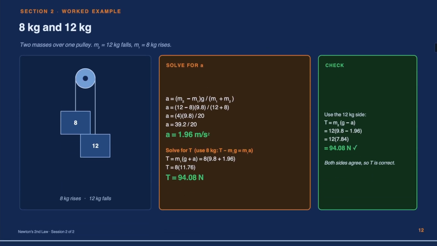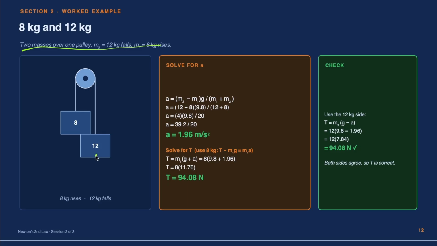Now let's look over an example on how to do problems like these. So there's two masses over one pulley, okay? So m is equal to 12 kg falls, m is equal to 8 kg rises. That's pretty intuitive. So now let's find out how to solve for the acceleration here, okay? Acceleration and then tension as well.